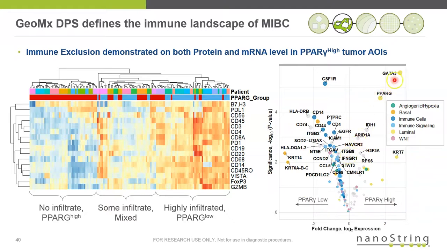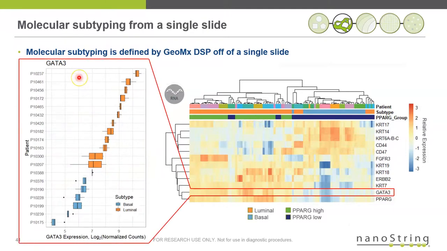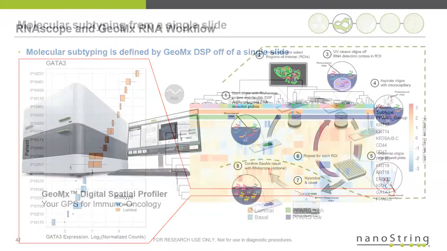One interesting marker here is GATA3, which shows up as highly expressed in the PPAR gamma high at the RNA level. And that's actually a gene that's been associated with subtyping of the basal and luminal. And you see that, in fact, when we categorize those samples as basal or luminal, they segregate based on GATA3. So you're able to actually get this molecular subtyping data out of the GeoMx analysis, as well as all this other spatial context-specific information about the tumors.